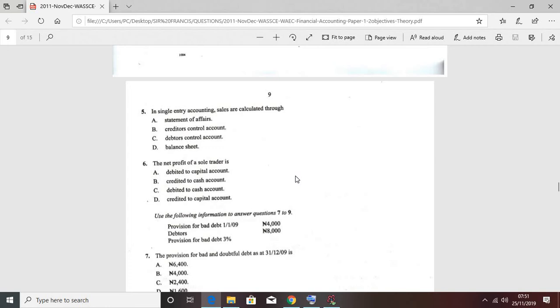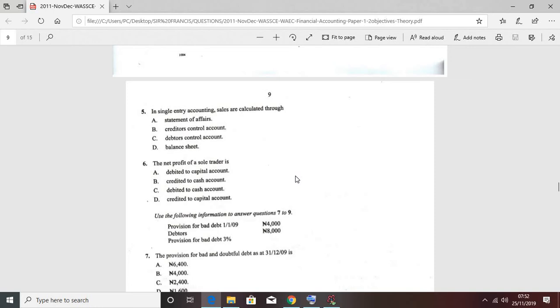So let's go through the options. The first one is debited to the capital account. Capital has a credit balance. So if you debit the account, it means you are rather reducing the interest of the owner in the business. So it can never be the answer, because capital has a credit balance. If you debit the account, it means you are reducing the interest or the amount that the owner has invested. And here we are dealing with profit, not loss. Profit has a positive figure, so it should be added to it rather. So option A cannot be the answer.